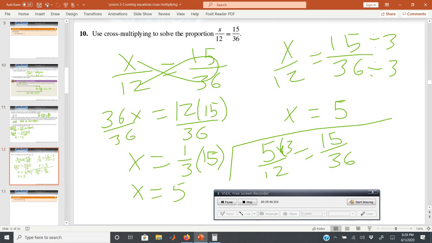That's basically the same as dividing 1 over 3 times 15. Basically the same thing as dividing 15 by 3. You get x equals 5.